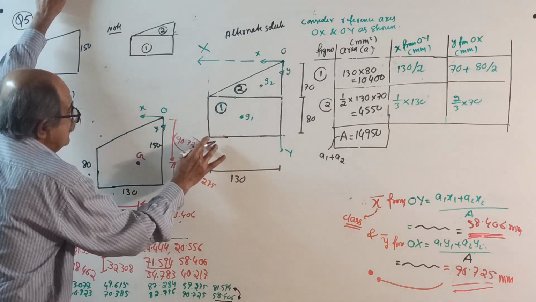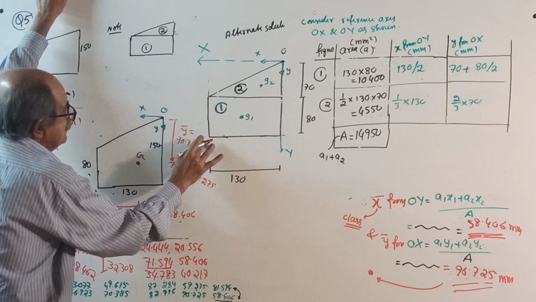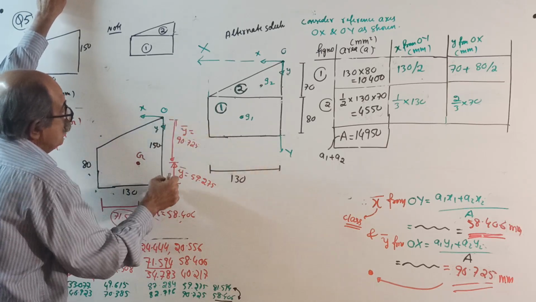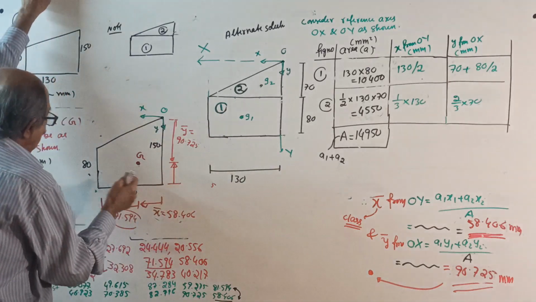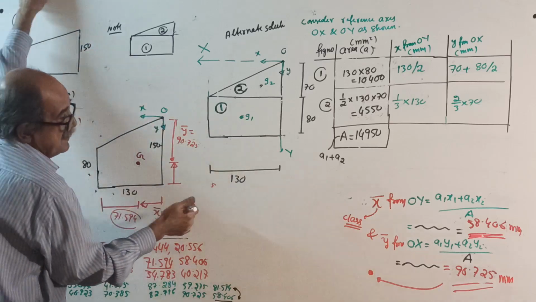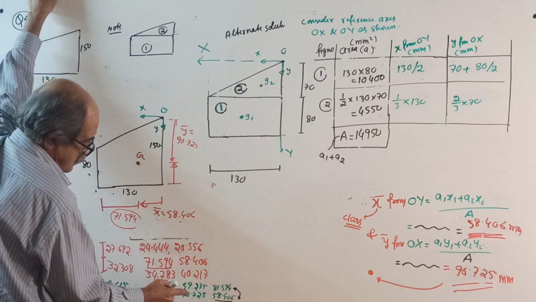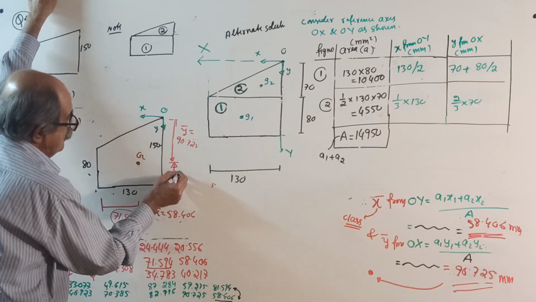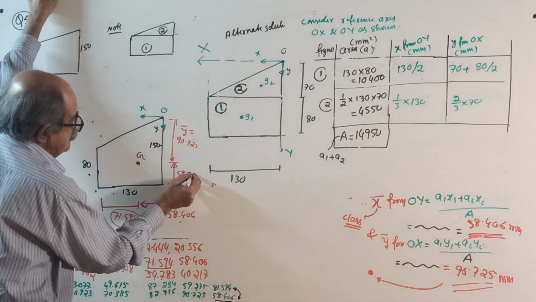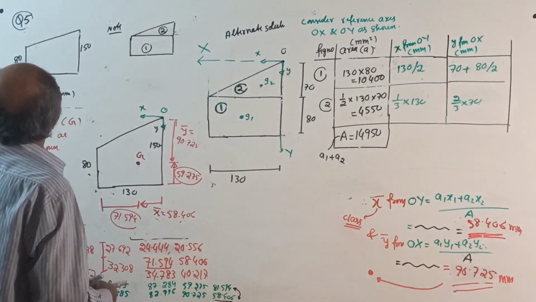Now, this is your y bar. How much? From here down, 90.725. This you will get from 150, subtract it. 90.725 means the answer is 59.275. So that is the same as last time's answer. Question number 5 is over.